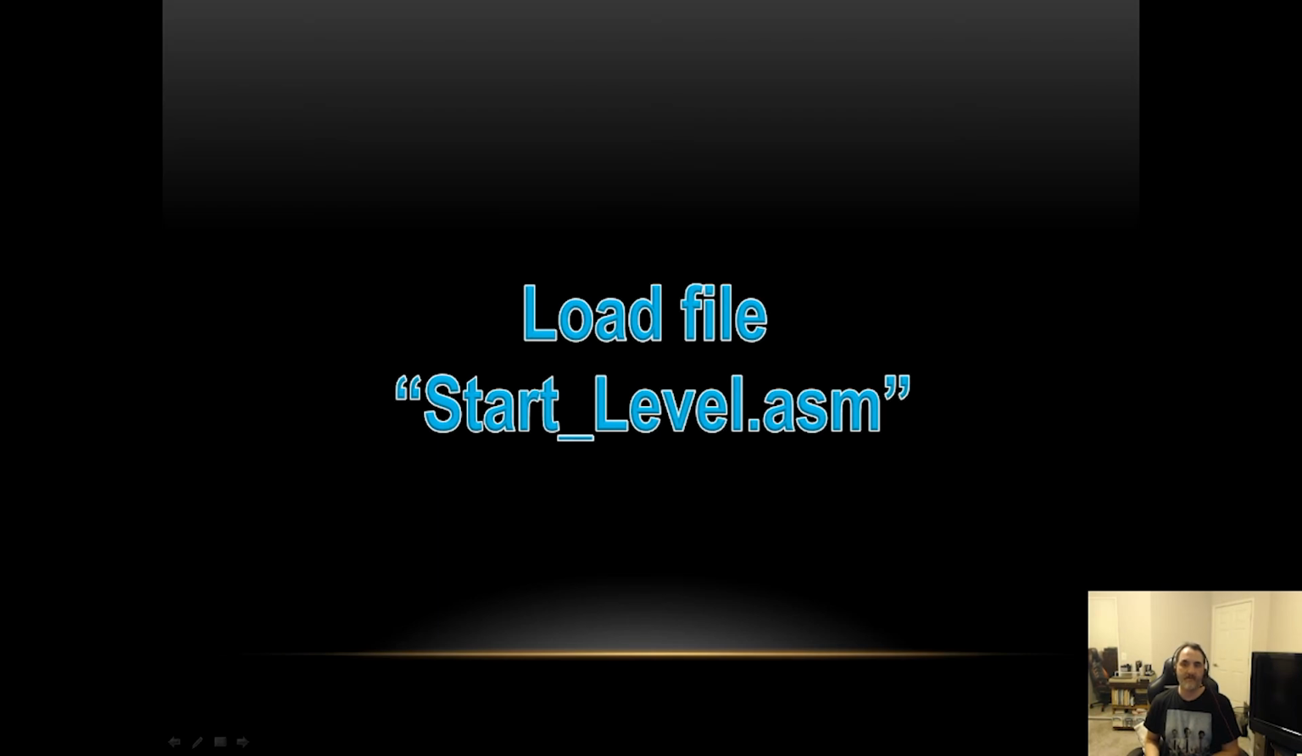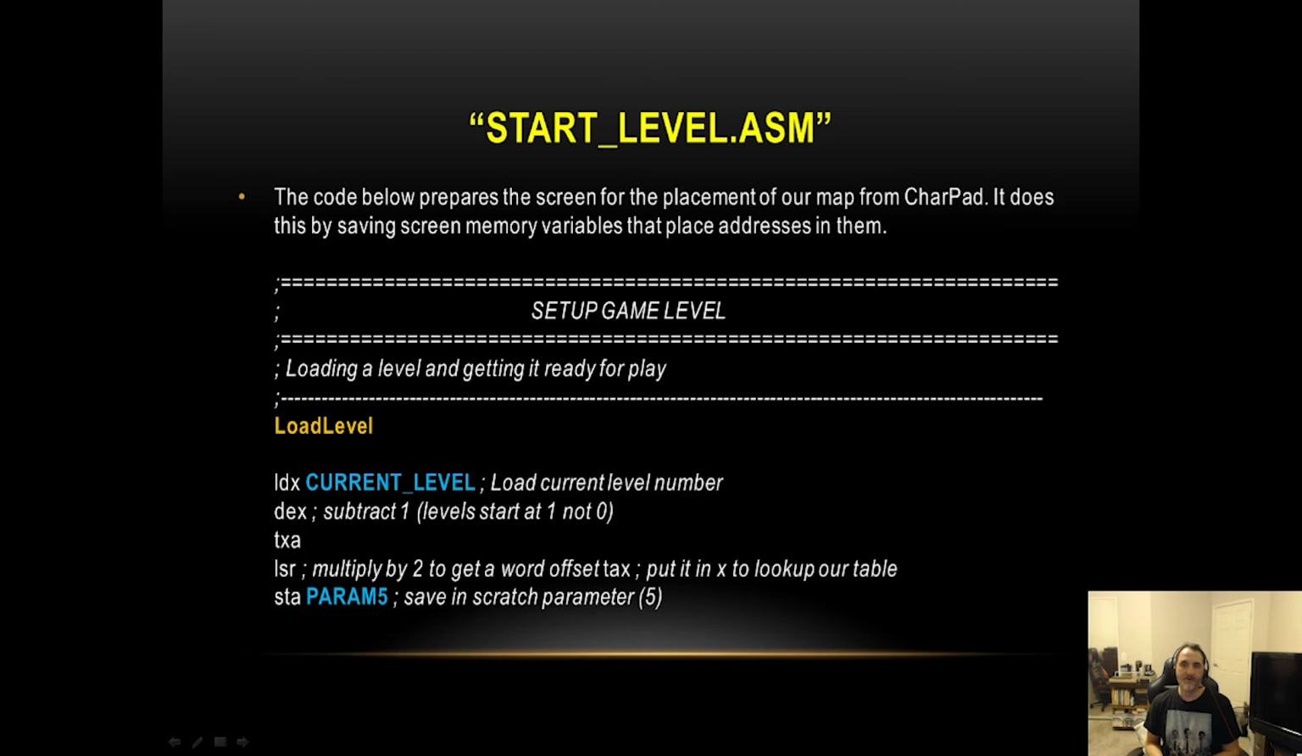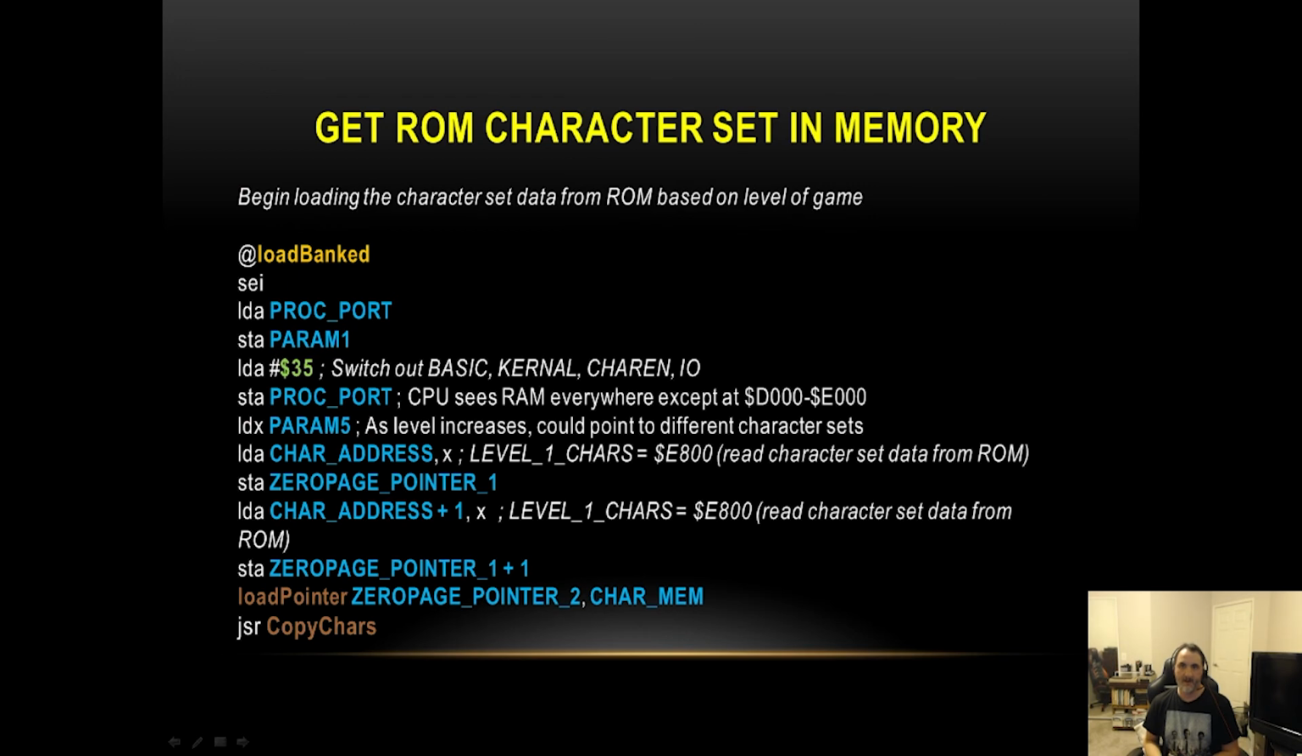Now we're going to load the file startlevel.asm. The code below prepares the screen for the placement of our map from CharPad. It does this by saving screen memory variables that place addresses in them. And now we get ROM character set in memory. Begin loading the character set data from ROM based on the level of the game.